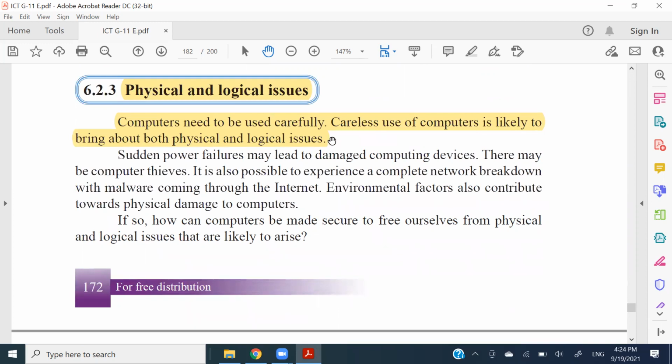Right. People, after this one, I'm going to give you one sentence. So let me know when you are done with this. Physical and logical issues.